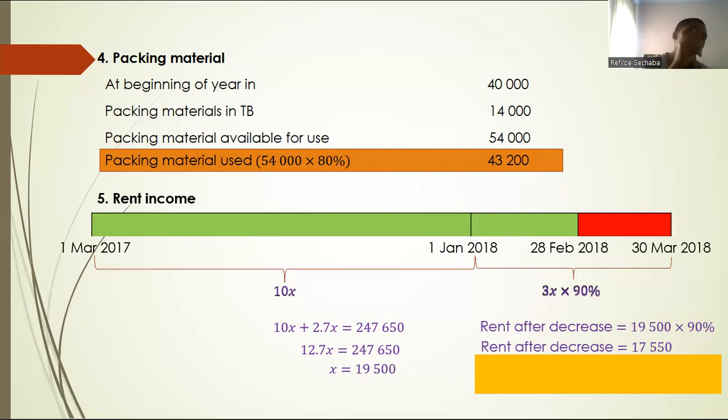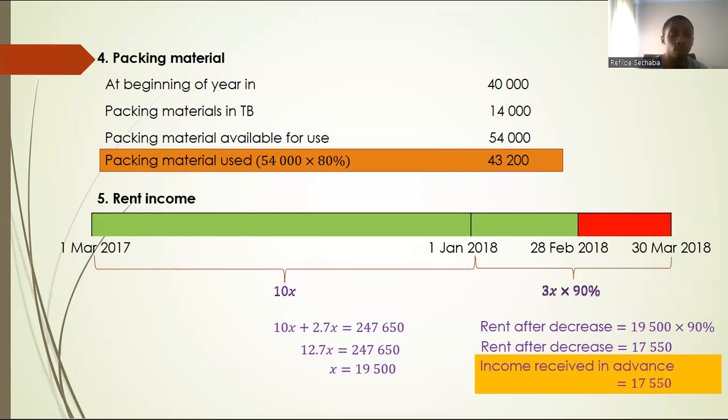For Feb, it was 17,550. For March, it was 17,550. The ones for Feb and Jan, we correctly included them, but the problem is the one for March. That is not supposed to be there. We haven't earned it, so we need to take it out. It represents income received in advance. Income received in advance is a liability. It will be included in trade and other payables.